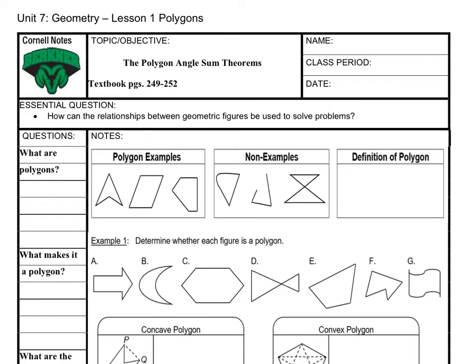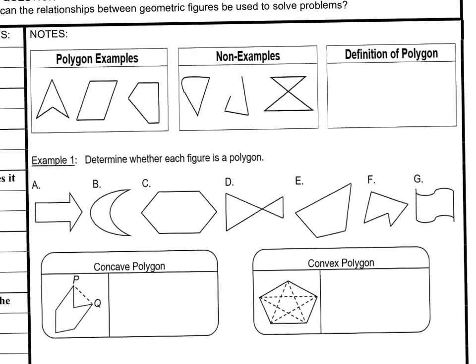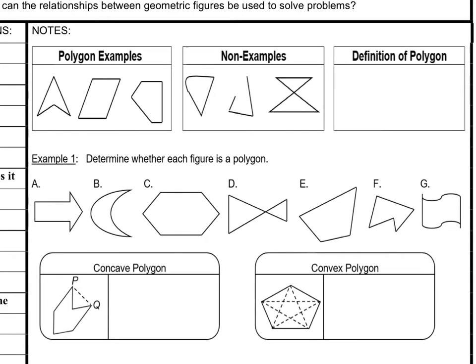Okay class, today we're going to learn about the Polygon angle sum theorem. Our essential question is, how can the relationships between geometric figures be used to solve problems? Notice we have examples and non-examples of polygons.